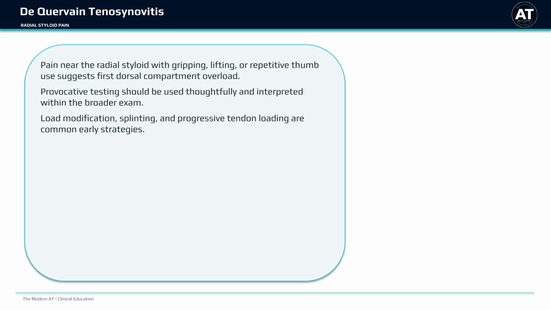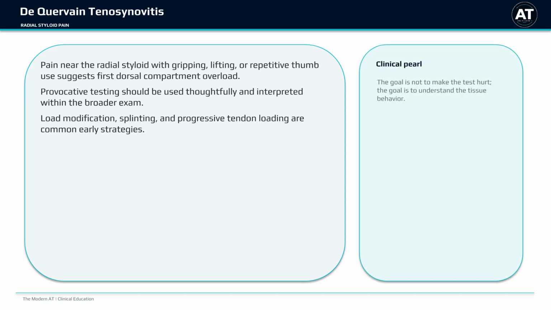Palpate the radial styloid region, assess painful thumb motion, compare grip and pinch tolerance, and use provocative testing thoughtfully. The goal is not to force pain, it is to understand tissue behavior. Early care often includes load modification, splinting when appropriate, and progressive tendon loading.